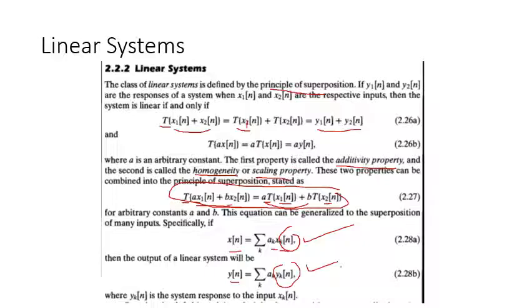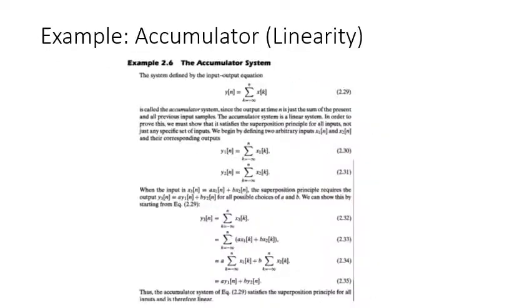Now we will consider an example. Let's see how it works. So here we have an accumulator system. So what does the accumulator system do? It basically adds all the values from minus infinity to n.